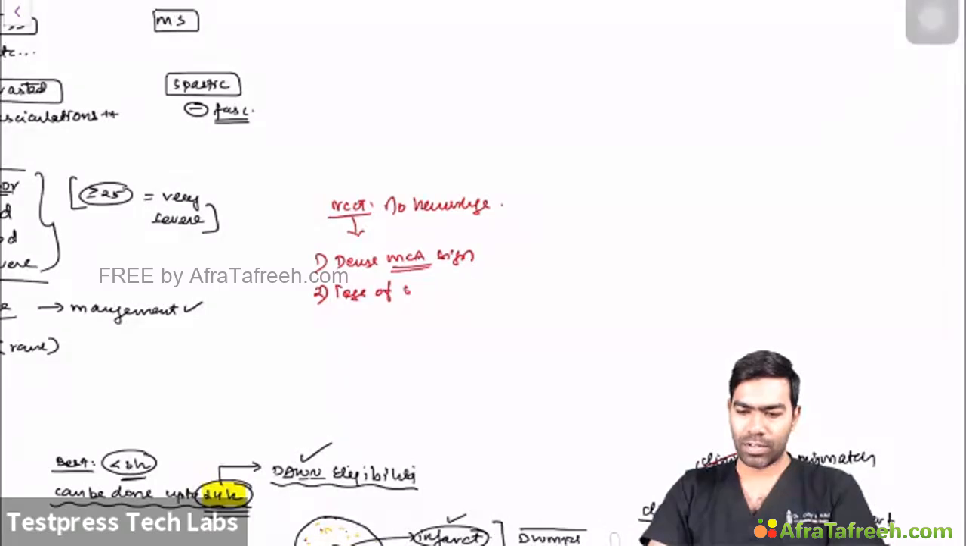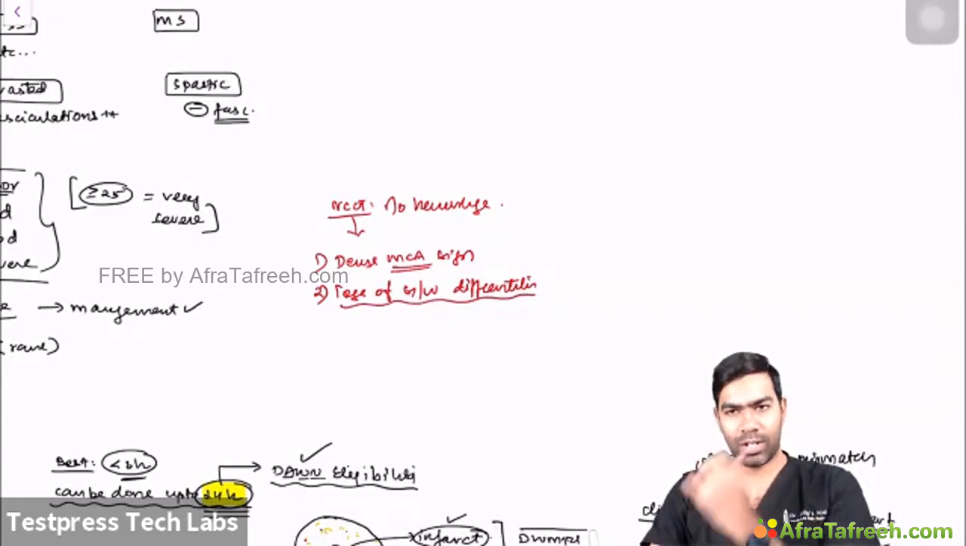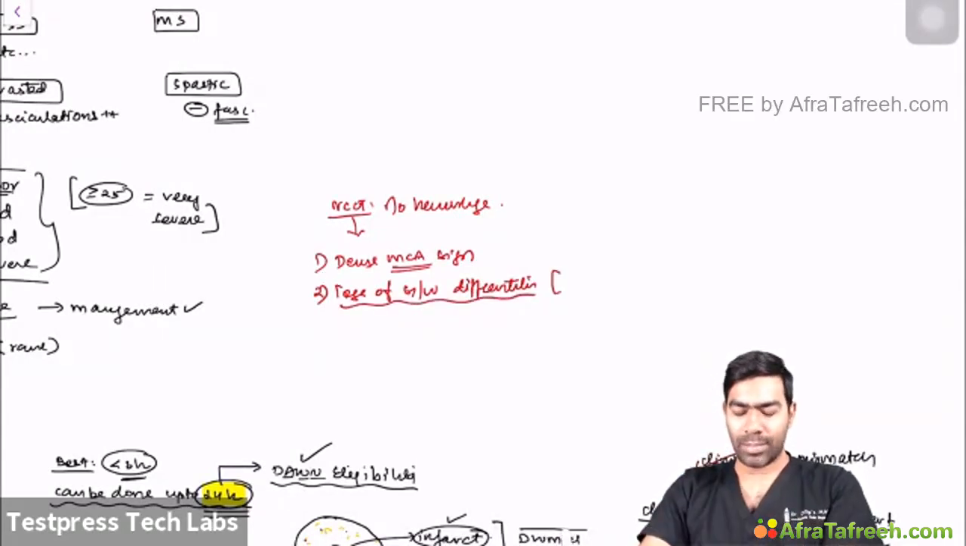Loss of gray-white differentiation. This is very important in a region called the insula, also referred to as the insular ribbon sign. You know what the insula is, don't you?